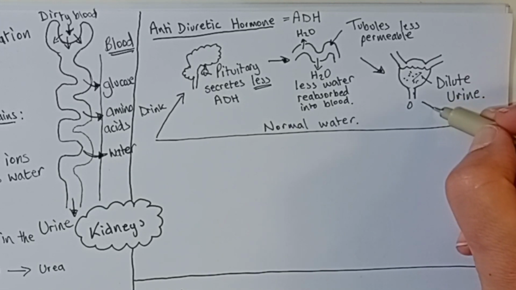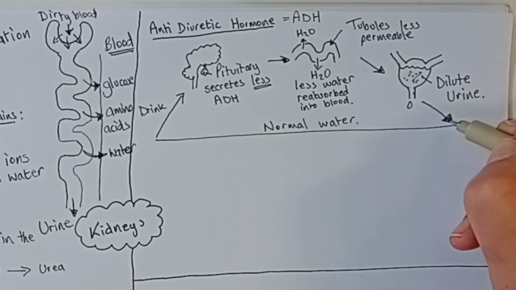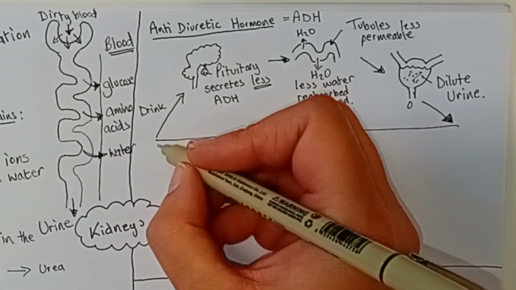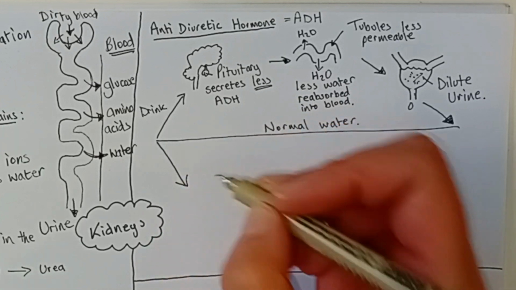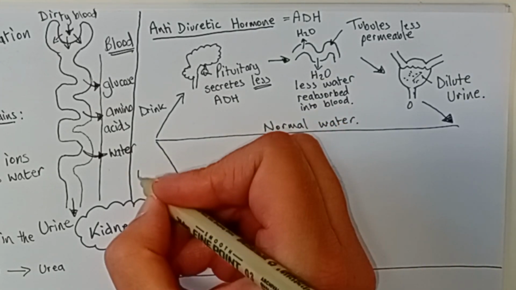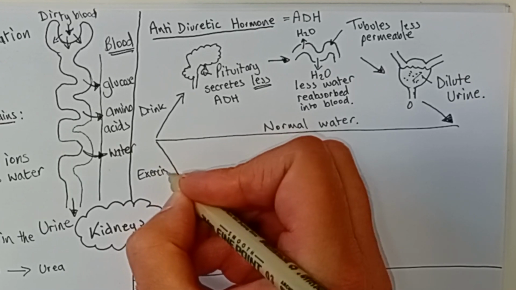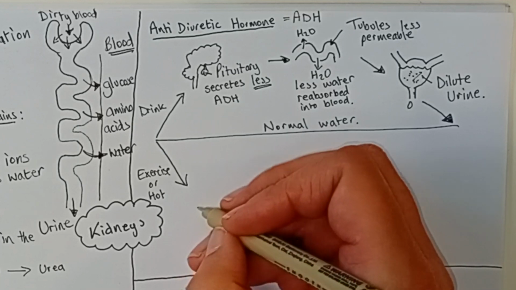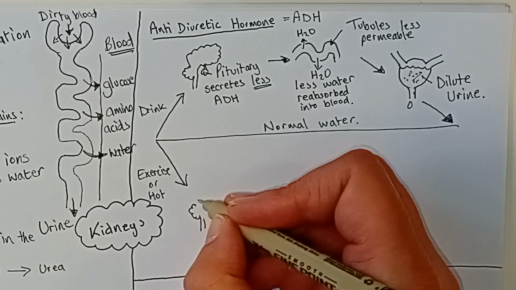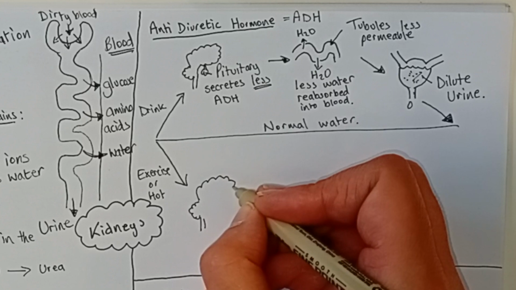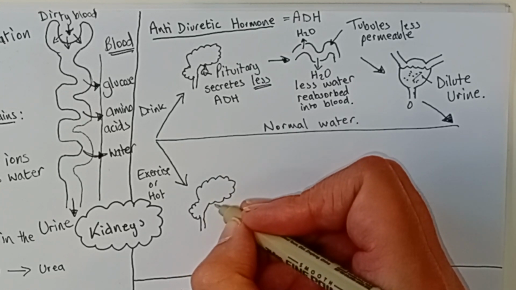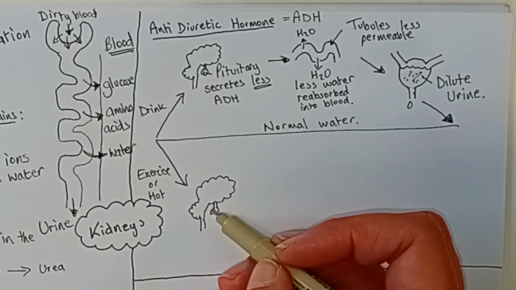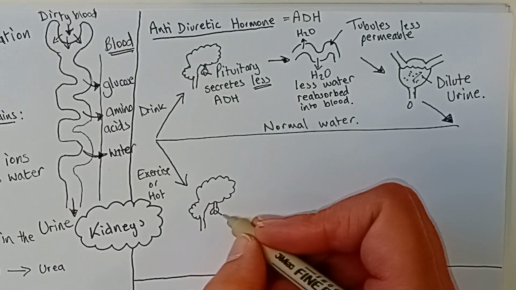You wee out all that extra water, and therefore the water concentration returns to normal. If it goes the other way, so for example, you've done some exercise, or it's hot and you've sweated, or both, then again, your brain detects it, and again, your pituitary gland alters the amount of ADH it secretes. This time, it secretes more ADH.